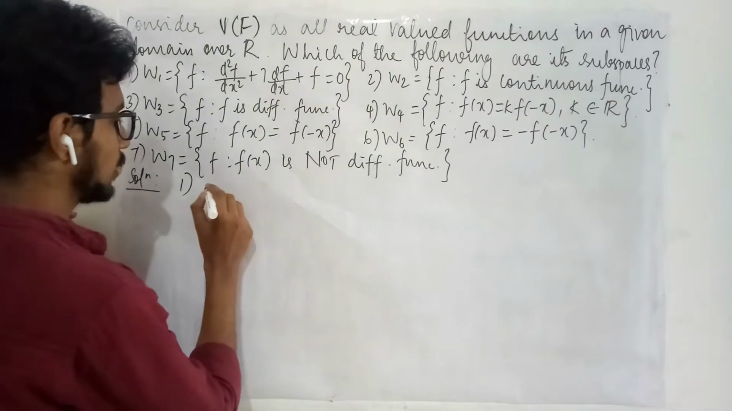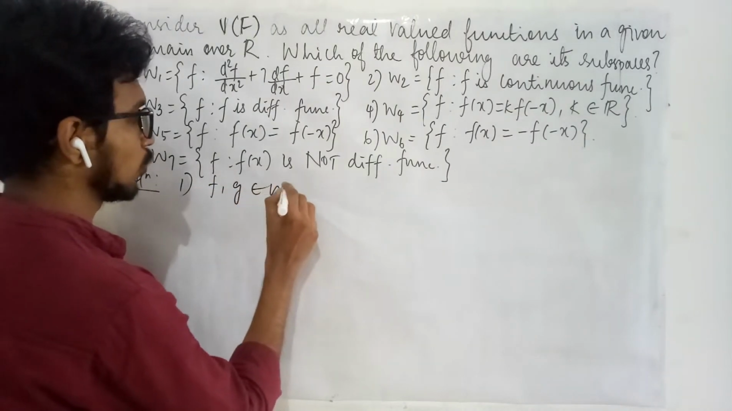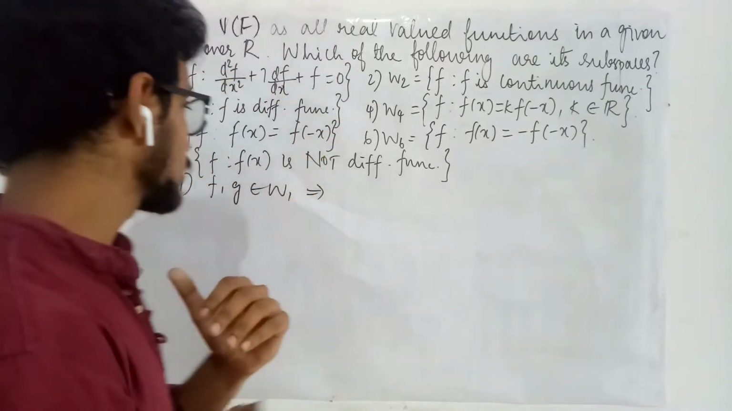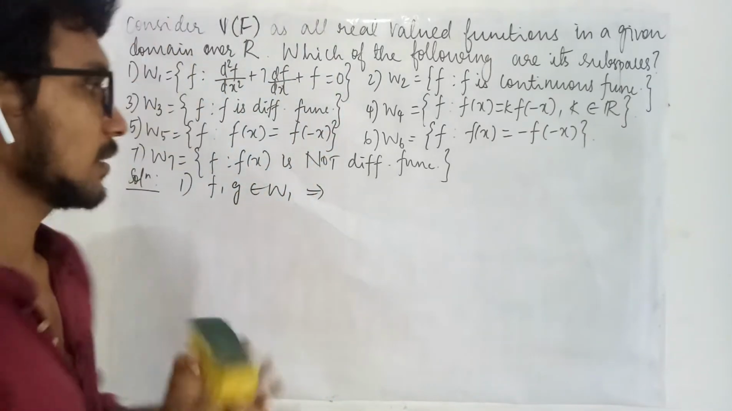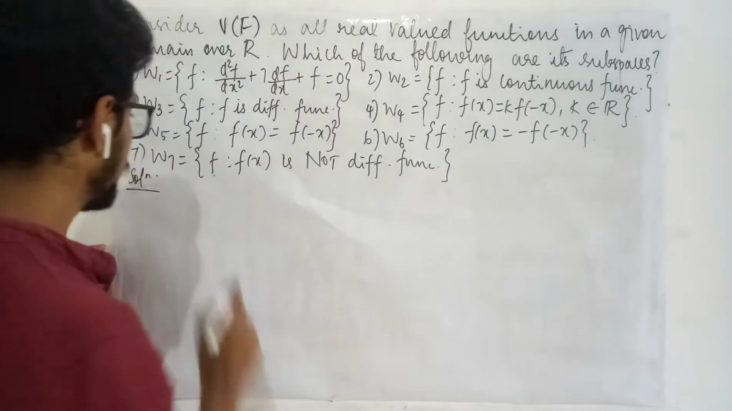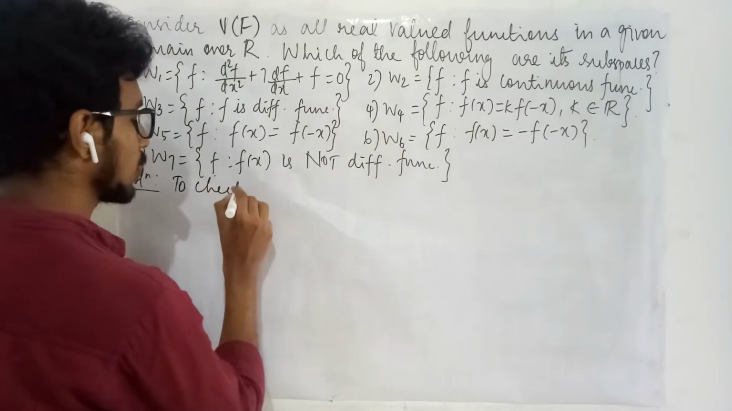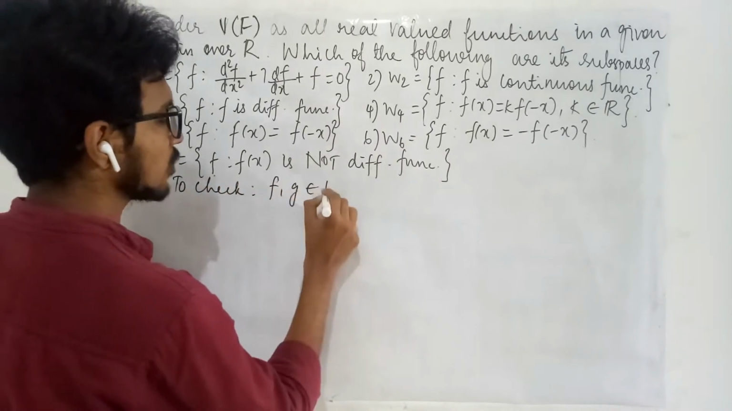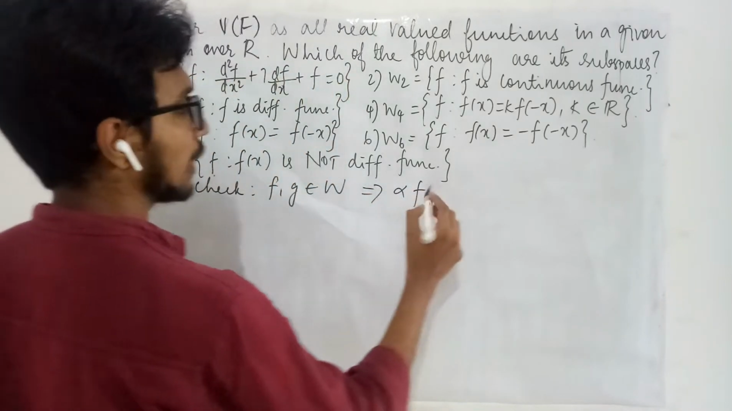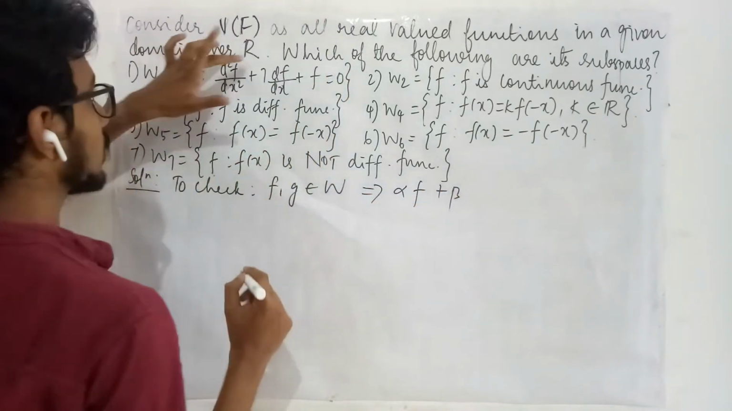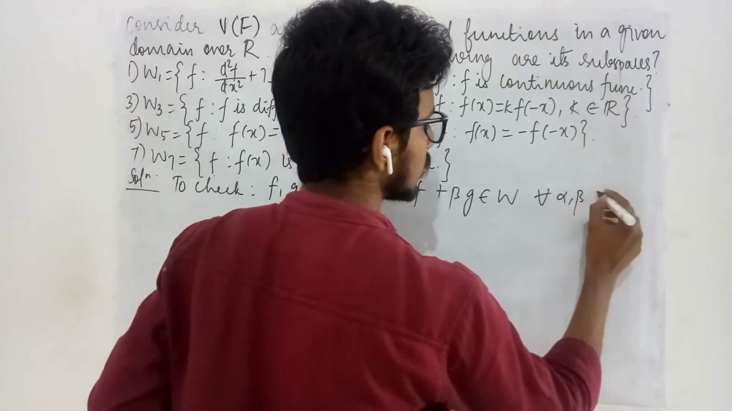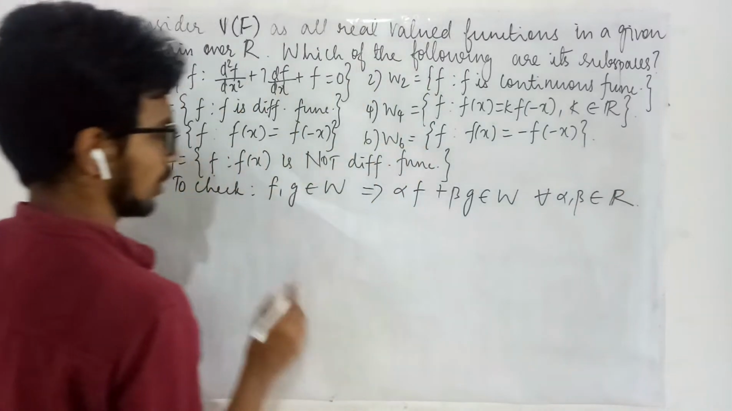Let me take two functions from W1. Generally, what should we do? We have to check, let me write the general condition first. We have to check if we take two functions from the subset, then alpha times f plus beta times g, where alpha and beta are taken from R, is in W or not. This is what we need to check.